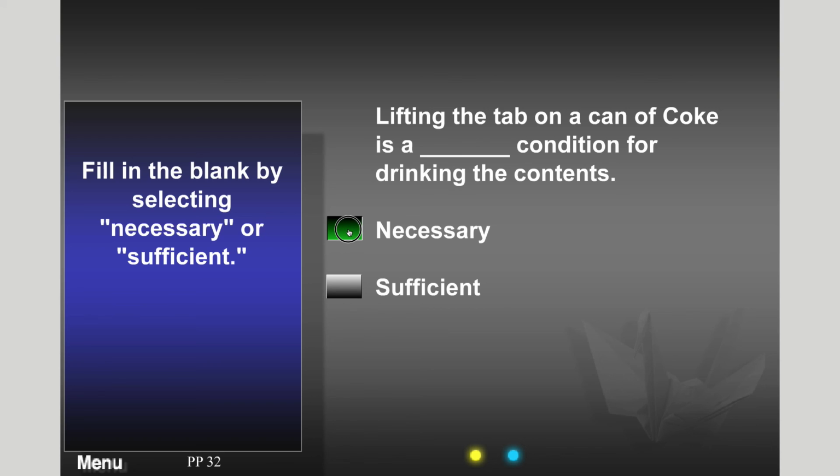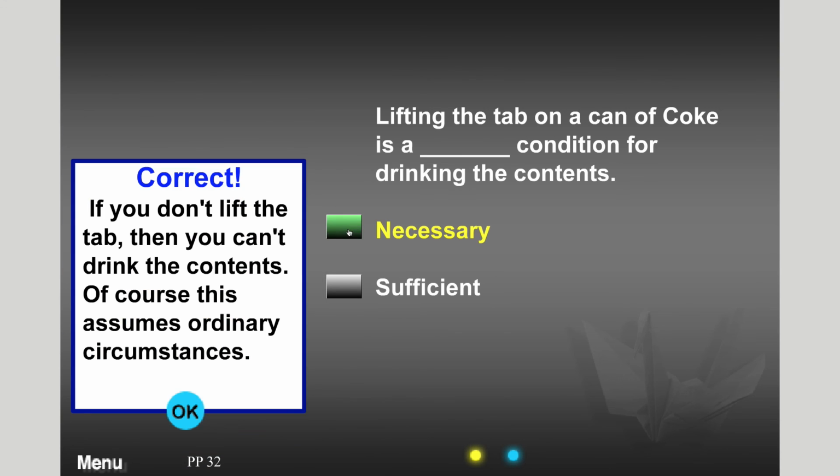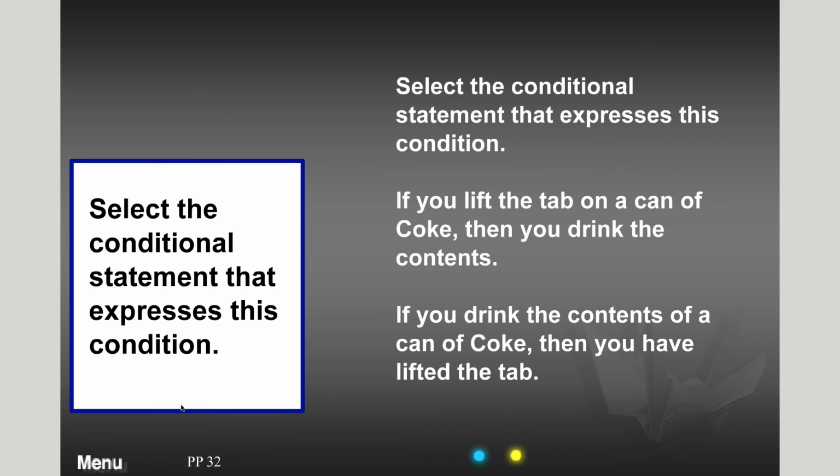It's the least that you can do, right? So if you don't lift the tab, then you can't drink the contents. Of course, this assumes ordinary circumstances. So let's select the conditional statement that expresses this condition. If you lift the tab on a can of Coke, then you drink the contents. Well, that might not be the case.